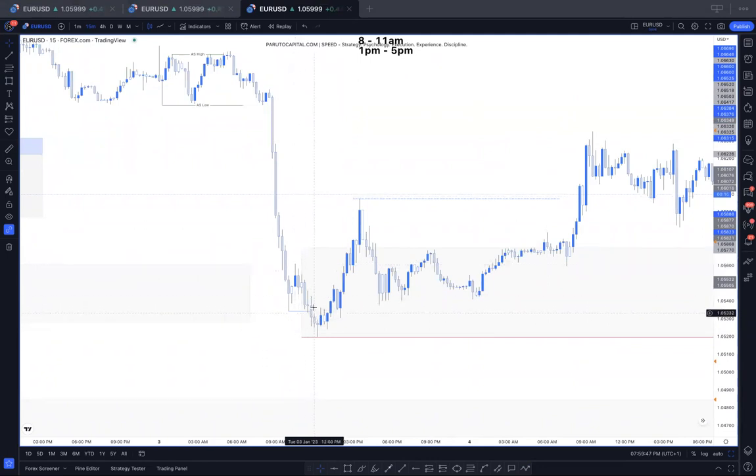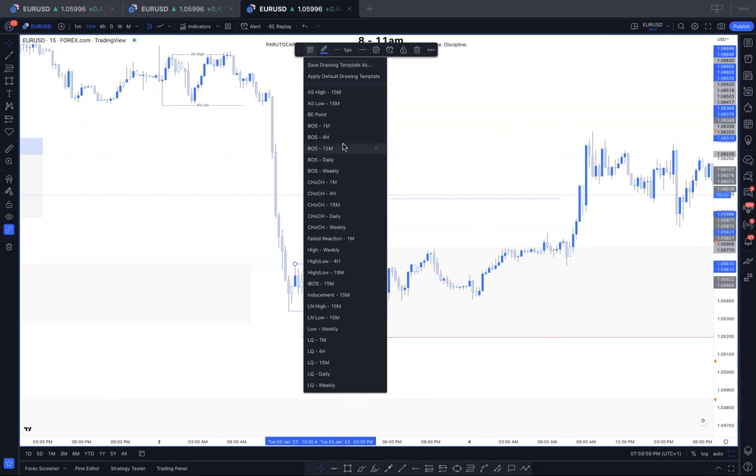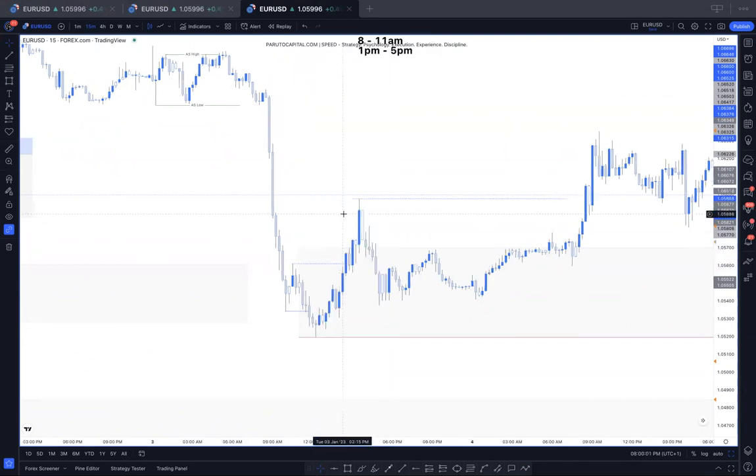The market here made a push to the downside, made a low and then reversed. So that means this high was taken. So I'm going to take my tool and draw this out. And this for me is going to be a change of character.